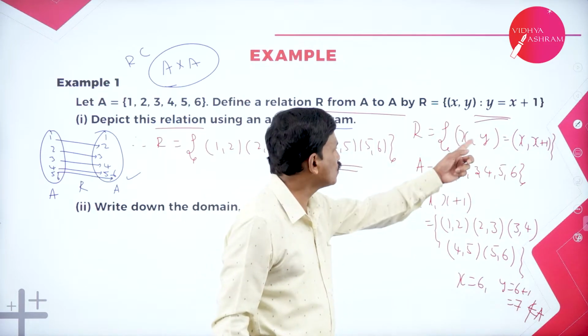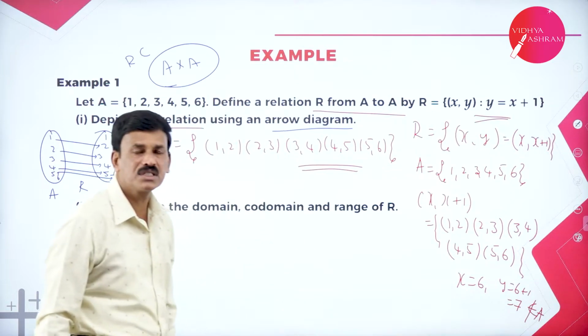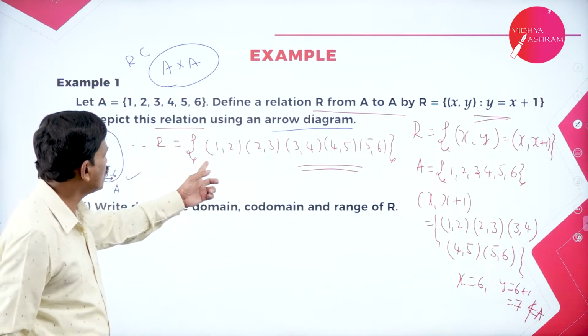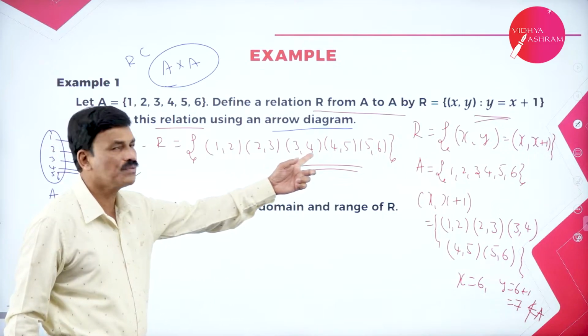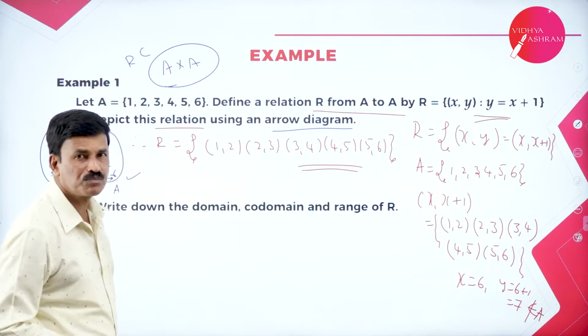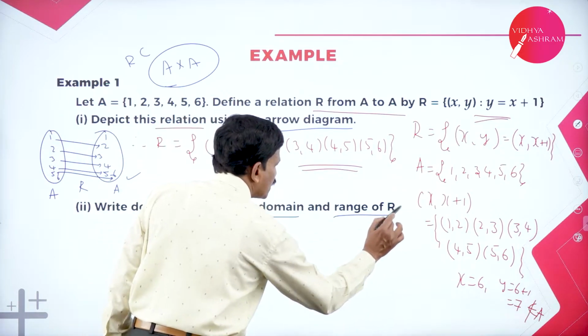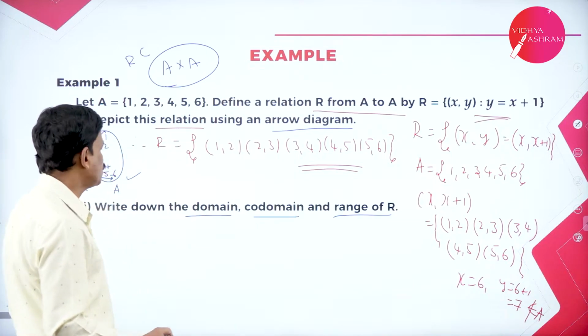But 7 is not included in the set A. Therefore, we cannot take 7. So, therefore, the elements of the relation R are (1, 2), (2, 3), (3, 4), (4, 5) and (5, 6). Now, this is the arrow diagram. Now, what is to be written now? Write down the domain, codomain and the range.